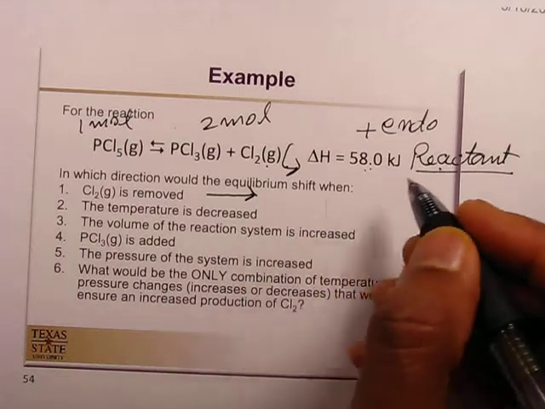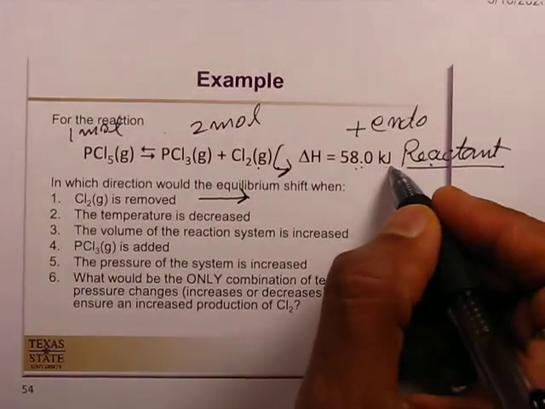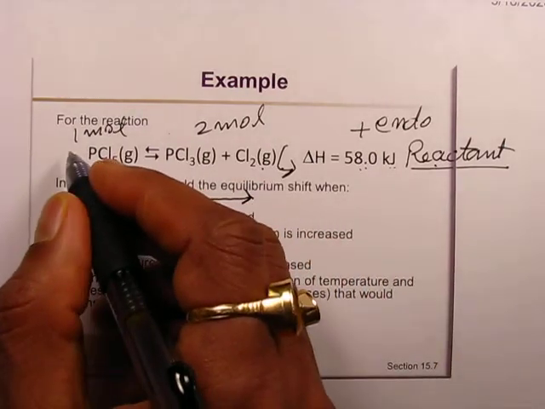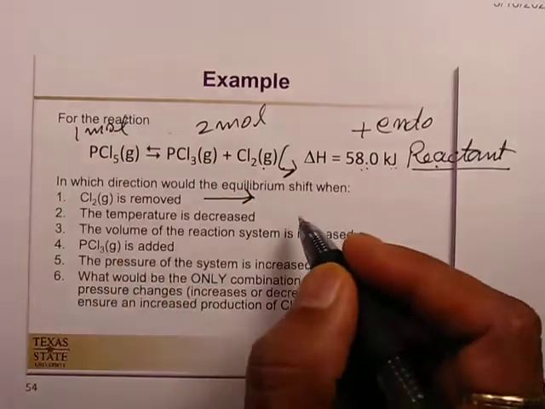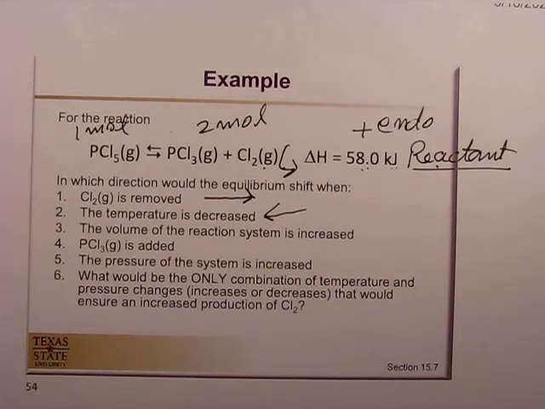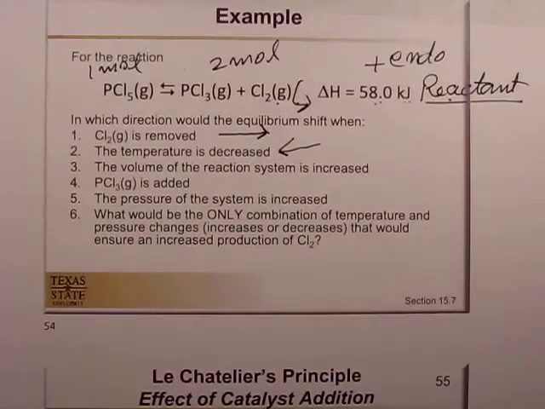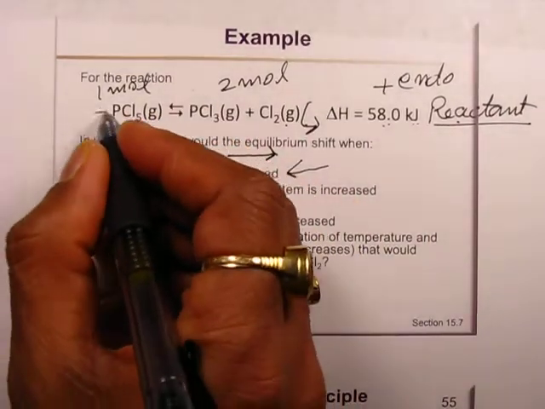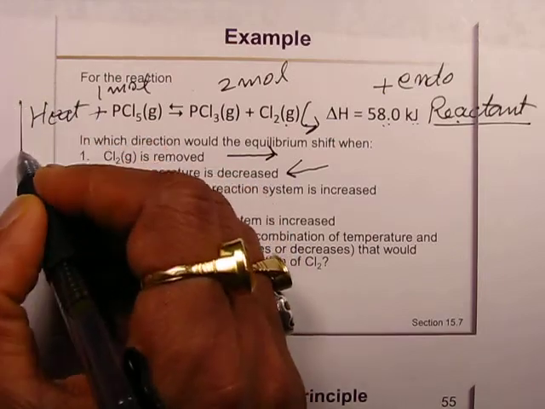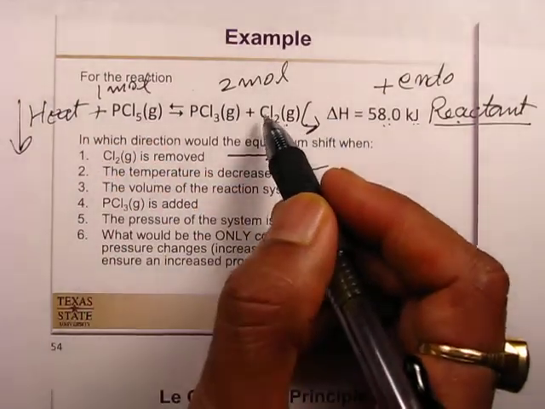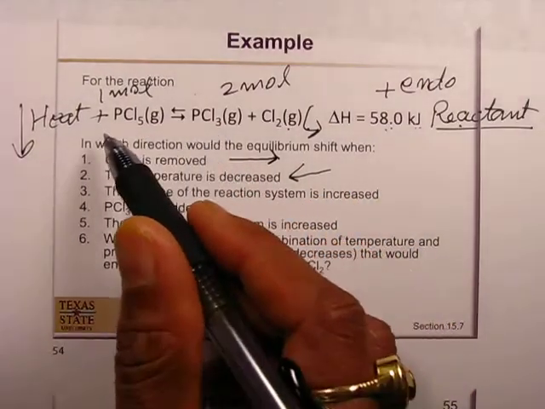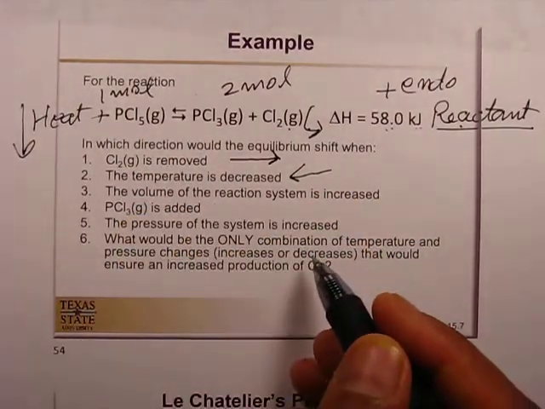Temperature is decreased. Temperature is a reactant here because delta H is positive. So if you are decreasing the temperature, basically you are removing the reactant. It means equilibrium will shift toward the left side. So basically I will say that heat is a part of reactant, and if you are removing the heat, chlorine and PCl3 will make more PCl5.